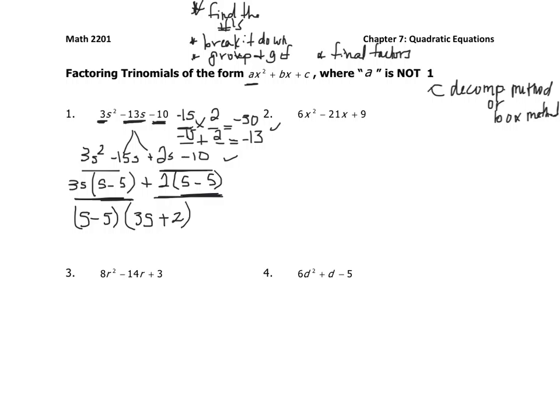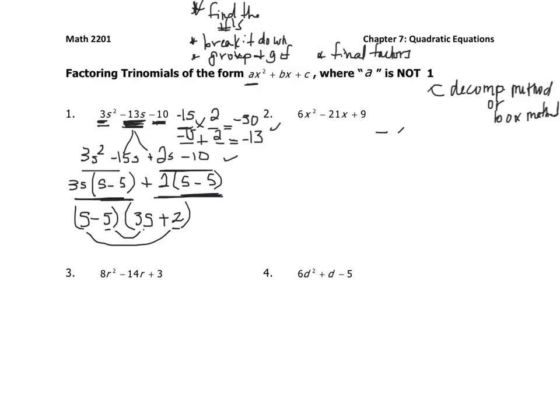And you can check: s times 3s gives you the 3s squared, and then the outside and the inside would be 2s minus 15s, which would give you the negative 13s, and then the last terms, minus 5 and 2, would give you the minus 10, so you've done it right.